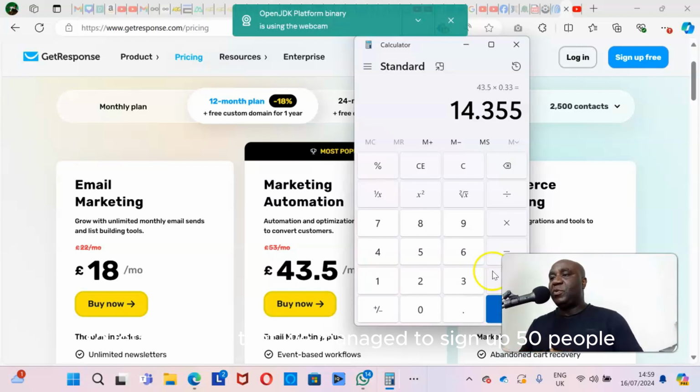Let's assume that we managed to sign up 50 people. Multiply that by 50, that's £717 a month. It might not sound like a whole lot of money, but as you keep building and it keeps growing, as time goes on, you realize that you end up making quite a lot of money.